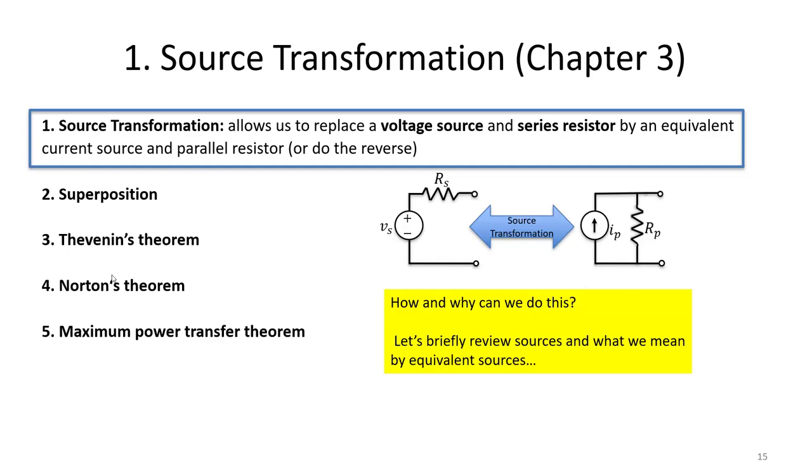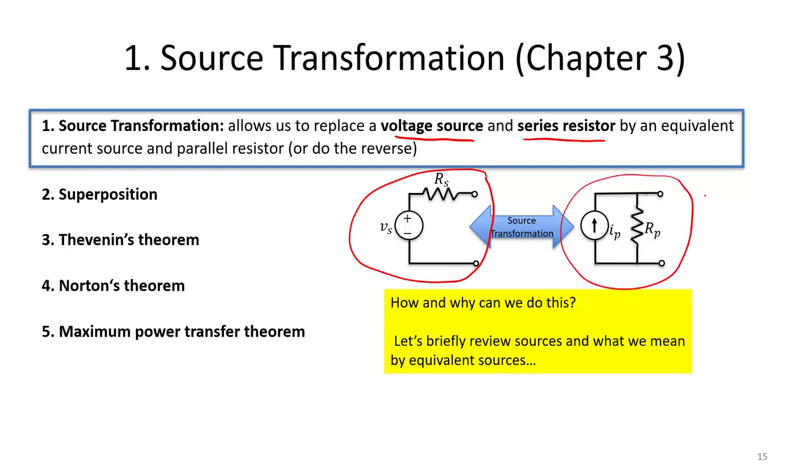All right, so now that we know how to determine whether things are nonlinear versus linear, let's go ahead and start reviewing these new tools. Once again, all of these tools require that we have a circuit with linear behavior, which for the vast majority of the time in this class will be the case. So let's start out with source transformation. Source transformation allows us to replace a voltage source and series resistor by an equivalent current source and parallel resistor.